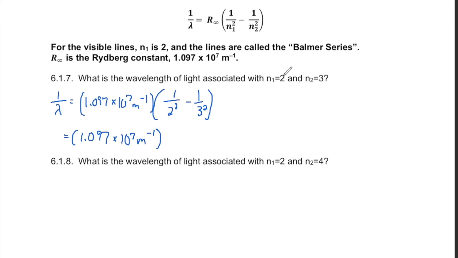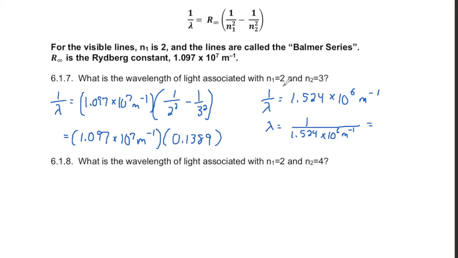Alright, so the level 2 to level 3 difference is represented by 1 over 2 squared minus 1 over 3 squared. If you solve that, you get 0.1389. Then when we multiply this by Rydberg's constant, we get 1.524 times 10 to the 6 inverse meters. That's 1 over lambda, so we have to take the inverse to get lambda. So that would be 1 over 1.524 times 10 to the 6 inverse meters, and this becomes 6.563 times 10 to the minus 7 meters.